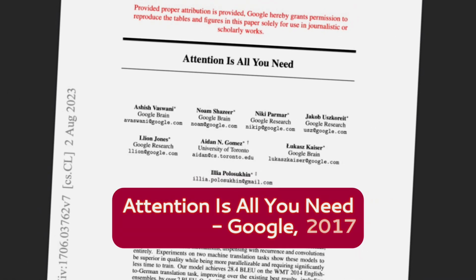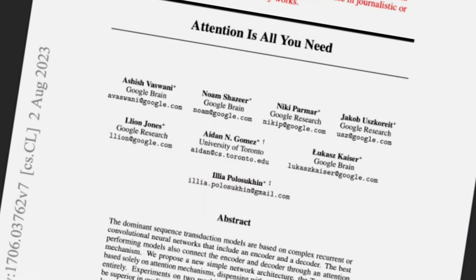So in 2017, four Google researchers asked a simple question. What if the model could read everything at once? What if instead of reading left to right, it could look at every word and ask, what other words in this sentence actually matter to me right now? This exact idea became a paper called "Attention Is All You Need," and it gave birth to the transformer.